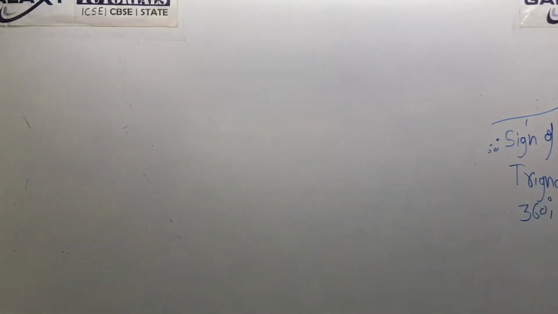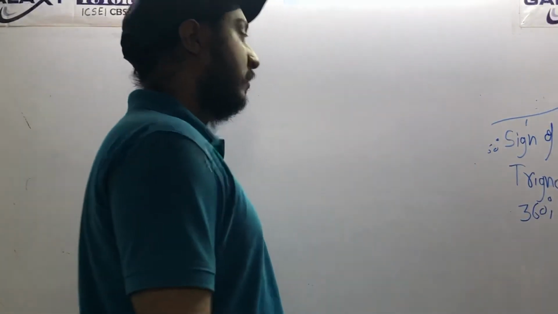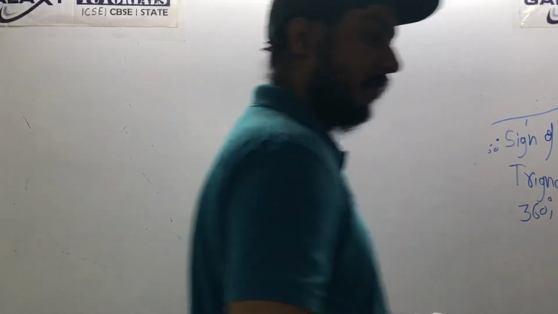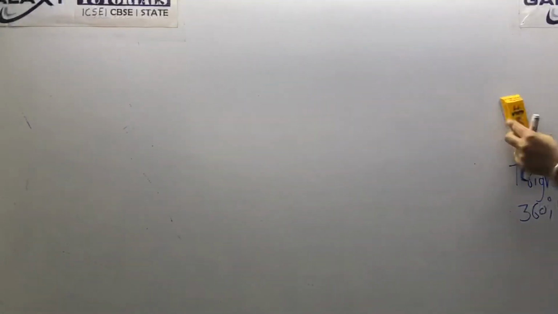Next topic we will do is the values of different trigonometric functions in different quadrants. This topic we have actually already done. What we are going to do is find the values of different trigonometric functions. Earlier we found out the sign. Now we are going to find the actual value of the trigonometric functions.